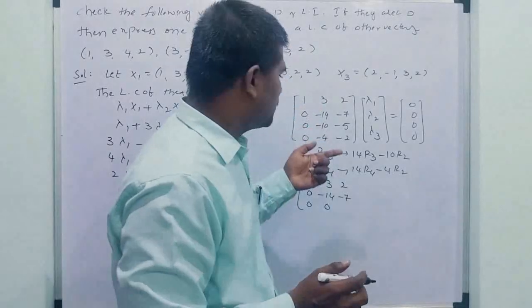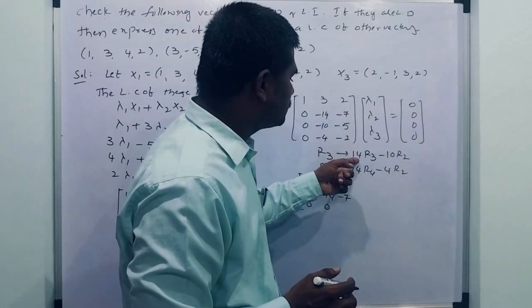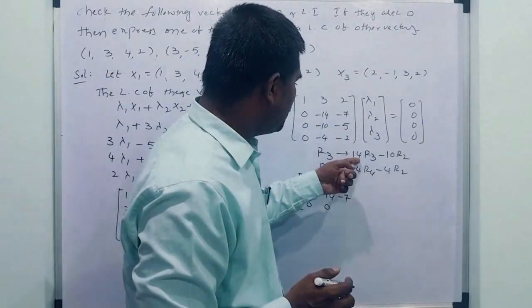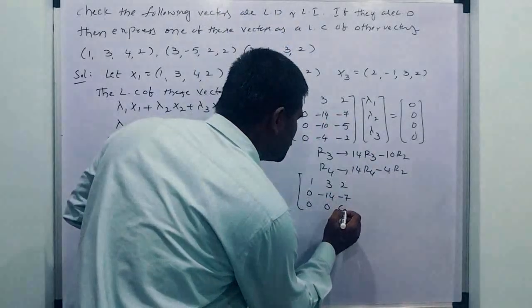140 minus 140 becomes 0. 5 14s are... sorry, 5 10s are 50, 5 4s are 20, 70. Minus 70 plus 70 becomes 0.